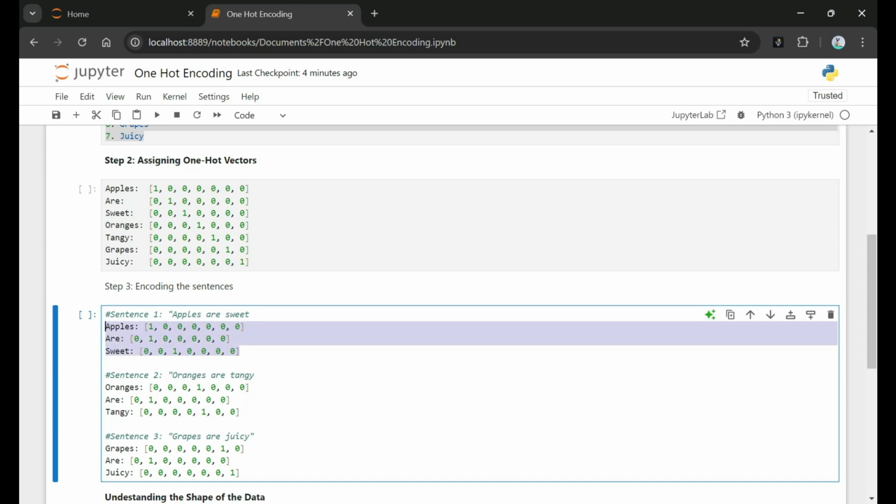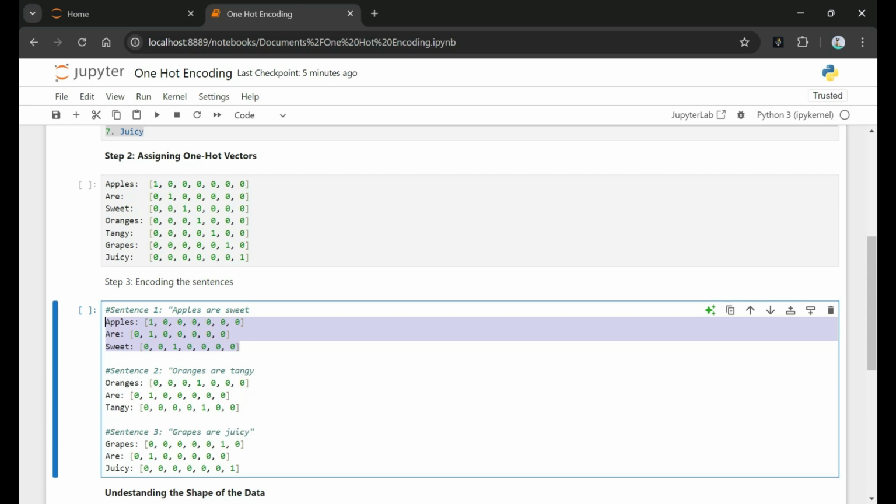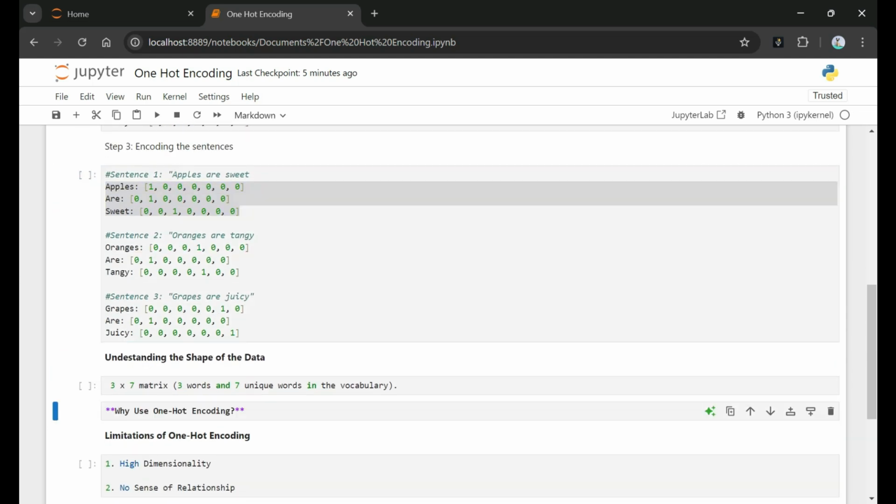That's how it works. So for each sentence, we now have a matrix, where each row represents a word and each column represents a position in the vocabulary. For instance, the first sentence results in a 3 by 7 matrix: vertically 3, horizontally 7, which means 3 words and 7 unique words in the vocabulary. You got it, right?